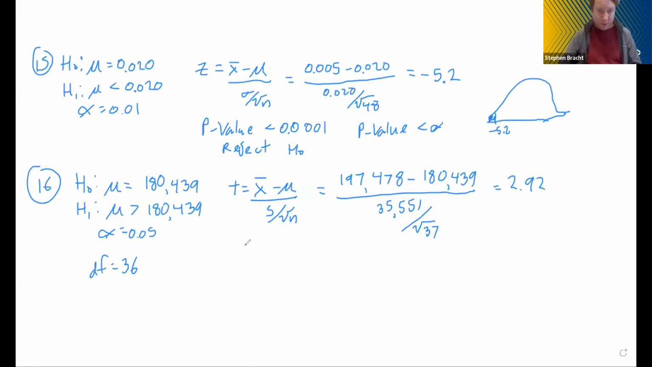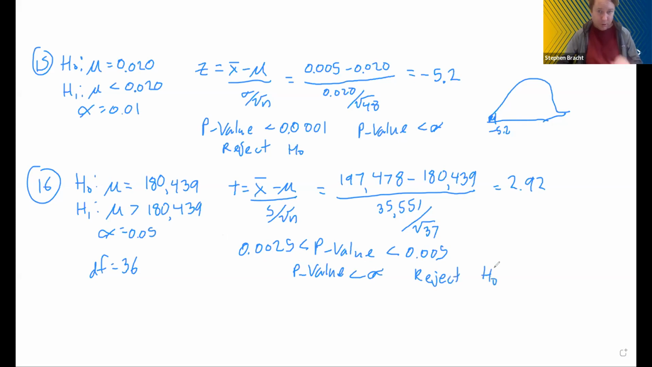So my p-value falls between 0.0025 and 0.005. Okay. Clearly, then my p-value is smaller than 0.05, right? My p-value is less than alpha, so I will reject the null hypothesis, right? And I will accept the alternate hypothesis, which is that the mean incomes have increased, right?